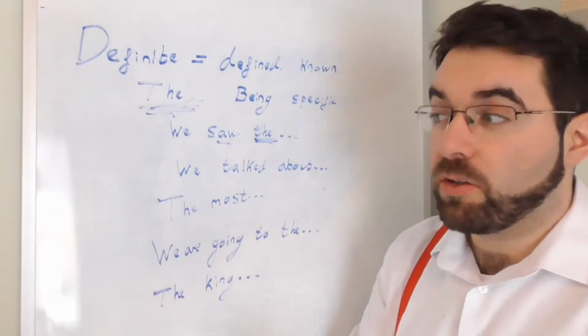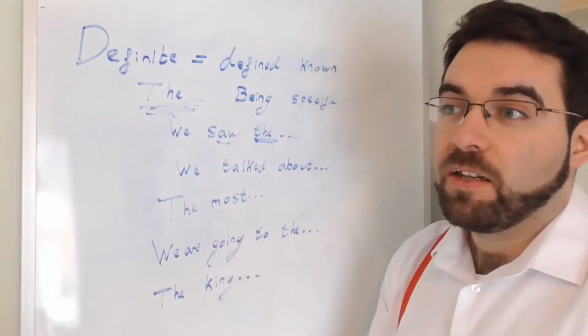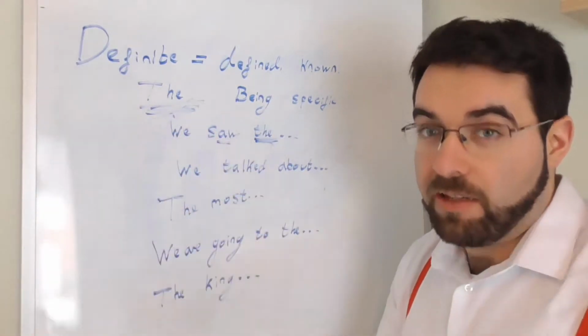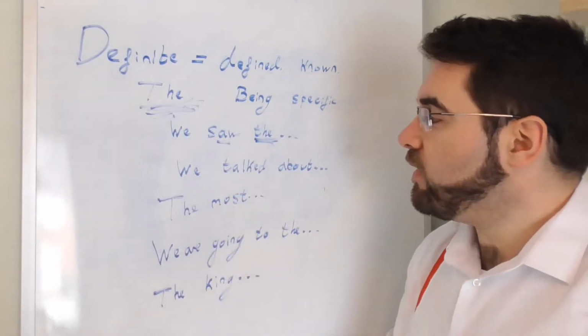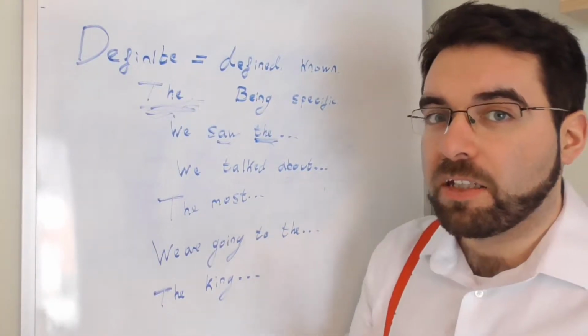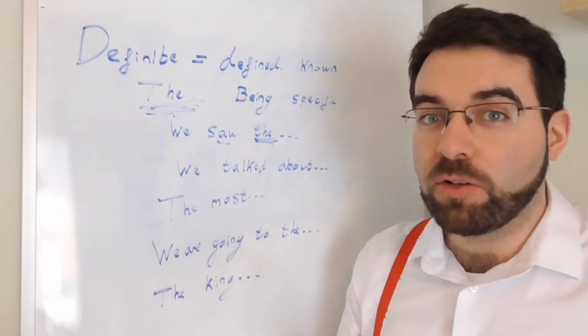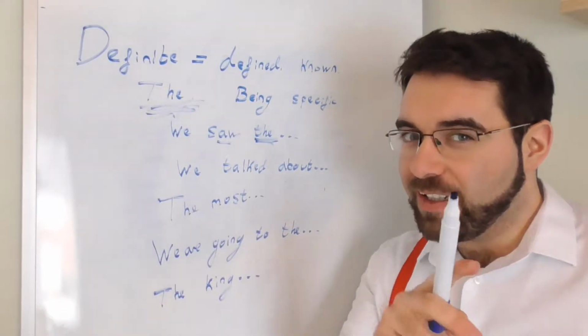Which one? Well, I saw this one over here. It was over there. So there it is. The horse is there. We talked about the plan. We talked about the pen. We talked about the whiteboard. We talked about the road. We talked about the building.